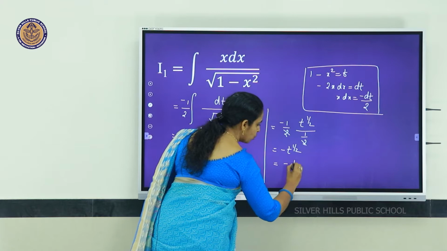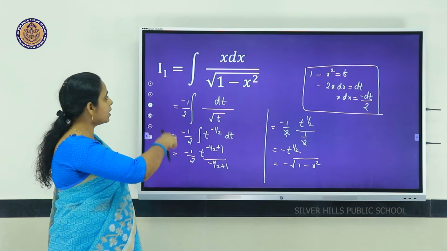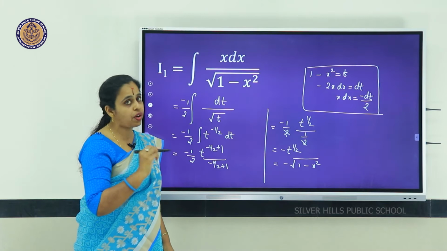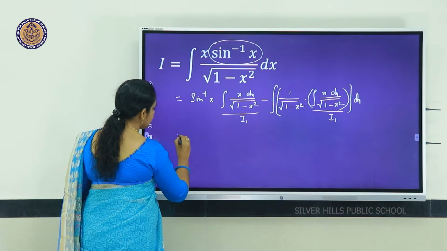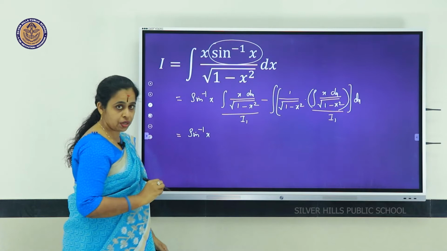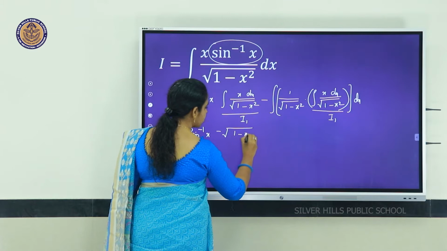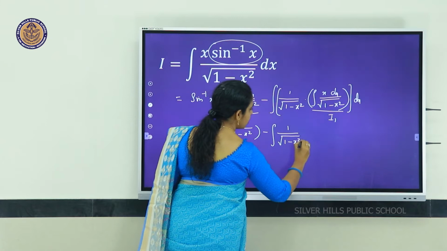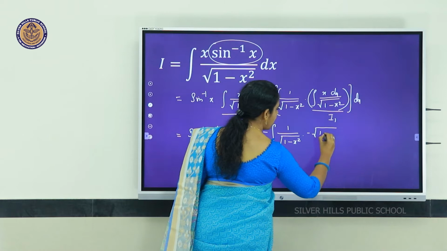So, the integral I1 became minus root of 1 minus x square. Now let us substitute this value in the I and find the final answer. So I equal to sine inverse x in the place of I1, minus root of 1 minus x square. Then comes here minus this part, we have to write like that, 1 by root of 1 minus x square into minus root of 1 minus x square into dx.